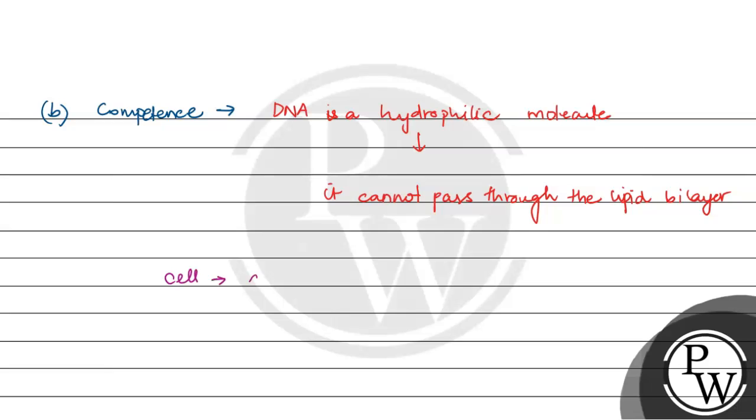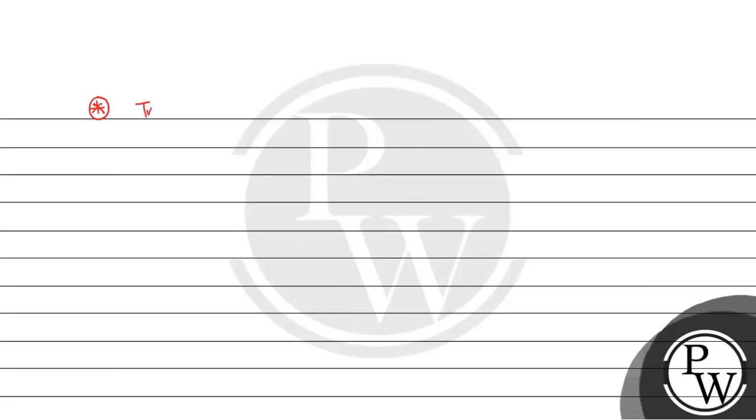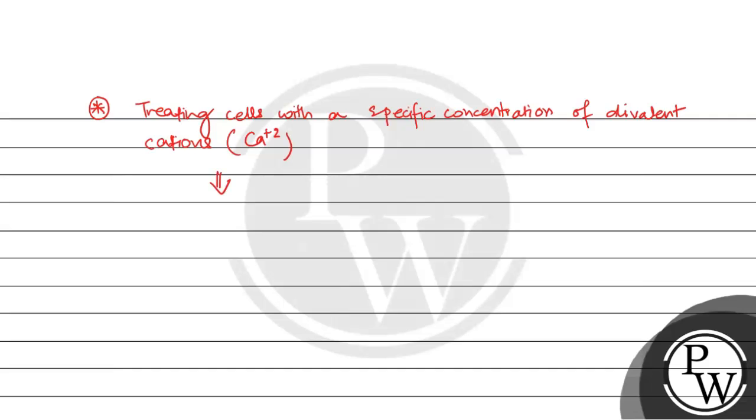Cell has to be made competent to take up the recombinant DNA. So this is basically done by treating the cells with a specific concentration of the divalent. जो डाइवैलेंट केटायंस होते हैं उनके स्पेसिफिक कंसंट्रेशन का एक सॉल्यूशन में सेल्स को ट्रीट करा जाता है. फॉर एग्जांपल देयर इज कैल्शियम आयन. दिस बेसिकली इंक्रीजेस द एफिशिएंसी.